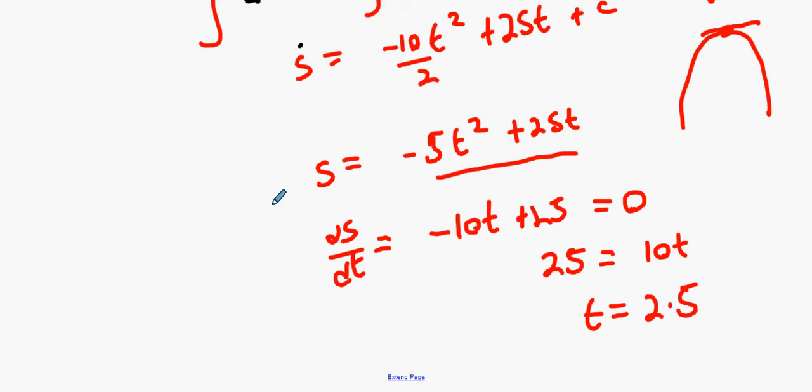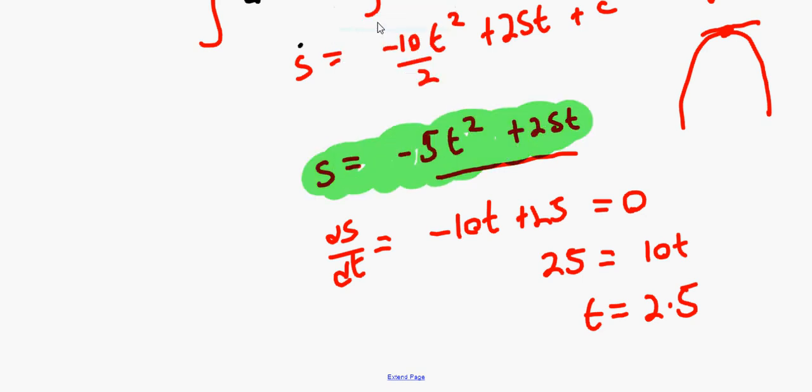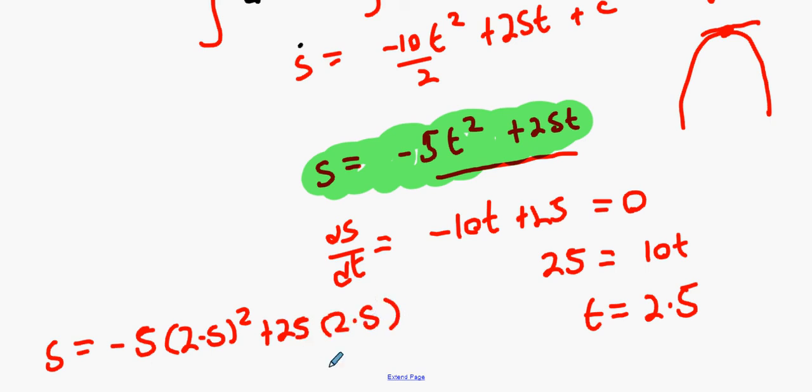Now, how do I find the distance it was up? What do I need to do next? Yeah, sub it back into S. And the S equation is right here. So sub it right back in there, and we should get S equals minus 5 times 2.5 squared plus 25 times 2.5, and what do we get then? Anybody? So we said 125 over 4? Okay. All good? Who got it out? Okay.